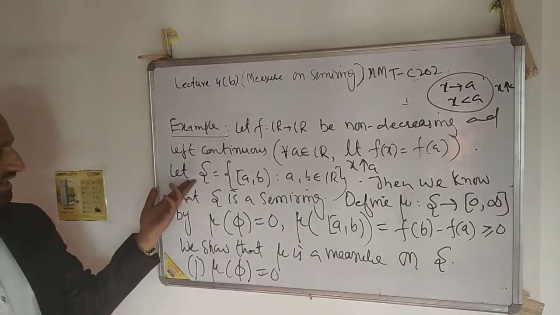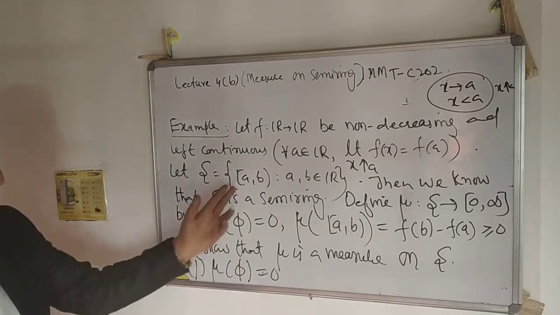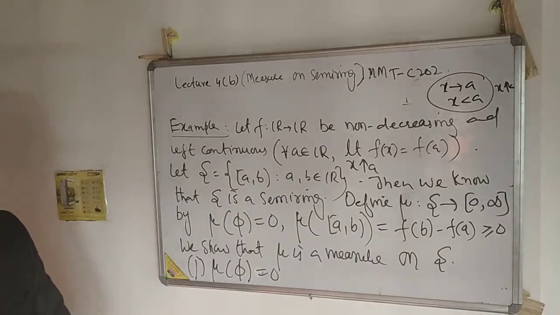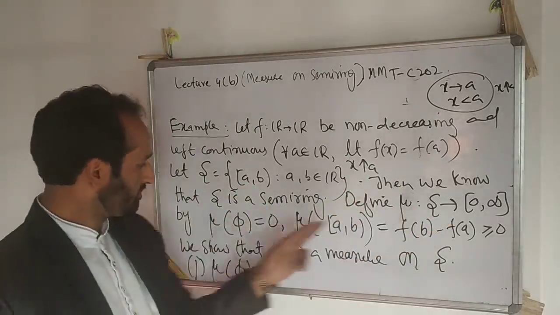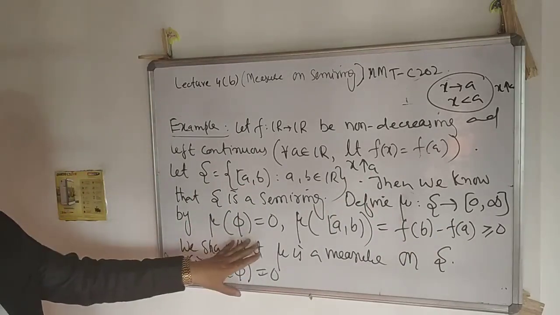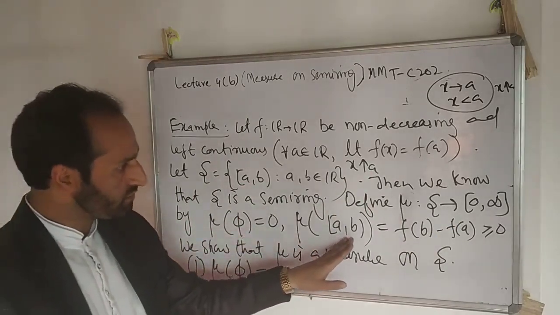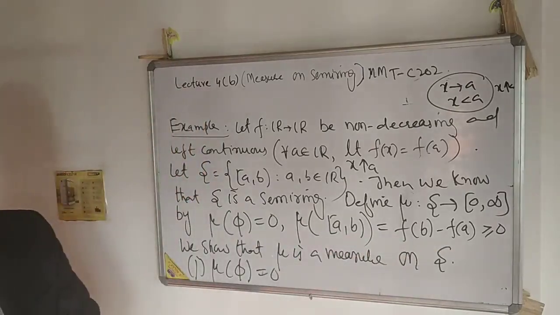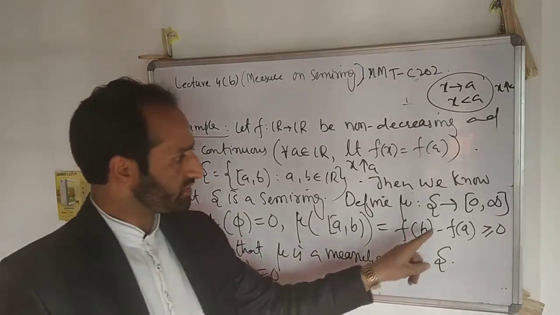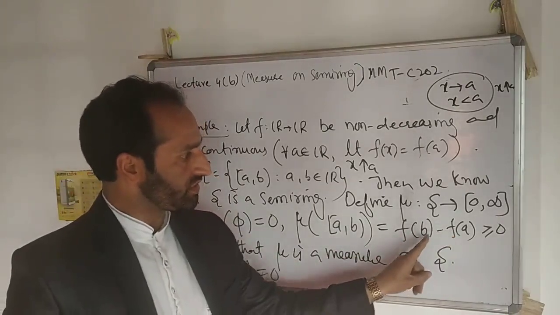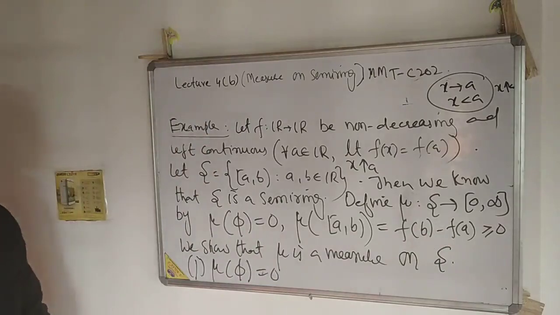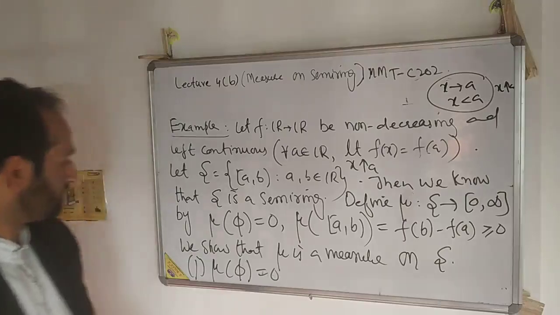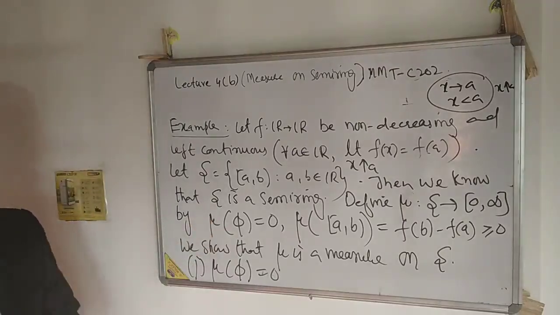Next, let S be the class of semi-closed intervals (a, b], where a, b belong to R. Then we know that S is a semiring. Now we define a set function on S, which is very important, by mu of phi equal to 0, and mu of the semi-closed interval (a, b] equal to f of b minus f of a, which is always greater or equal to 0, because f is an increasing function and b is greater than a. That means f of b is greater or equal to f of a. Therefore the value of this set function lies in the interval 0 to infinity. We show that this set function is a measure on S.